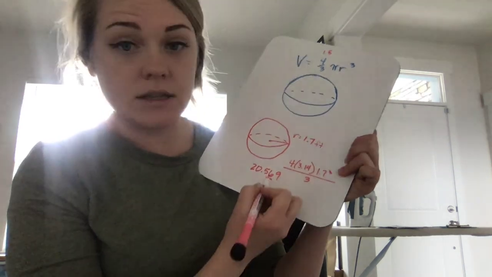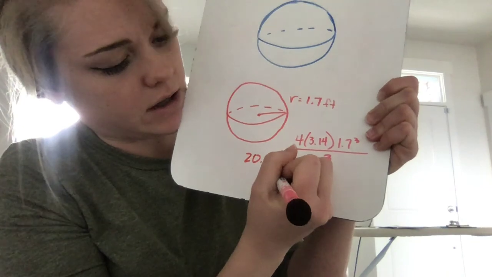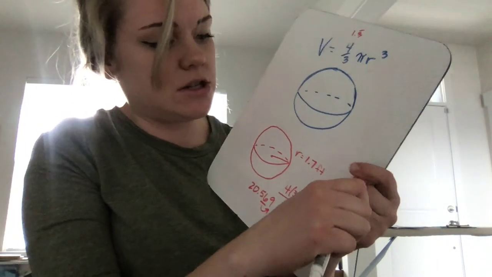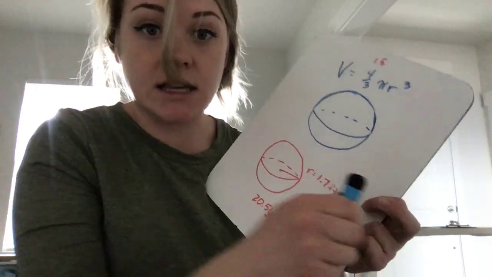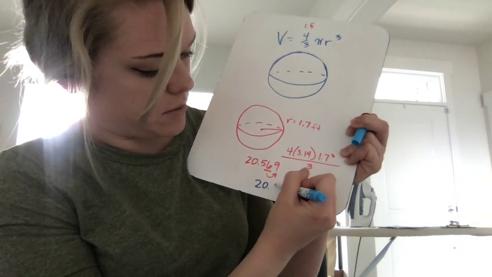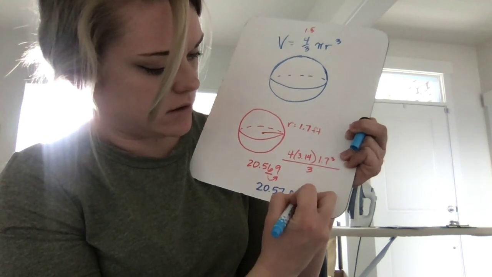20.569. The 6 is the place value you want to round to. So look next door. Is the 9 above a 5? Yep, so it gives it a shove. So instead of being a 6, we go forward. So 1 more than 6 is 7. So my answer is 20.57 feet cubed.